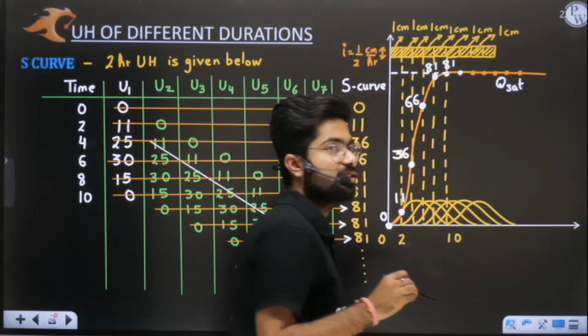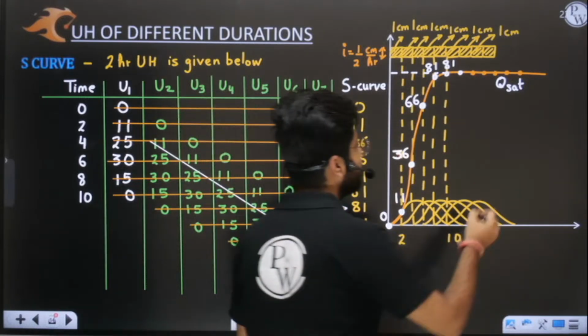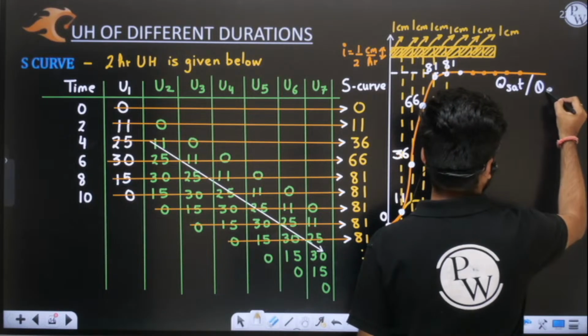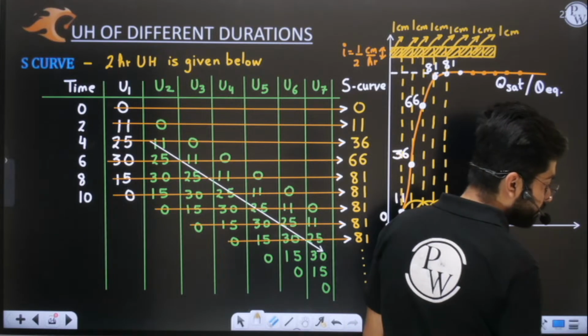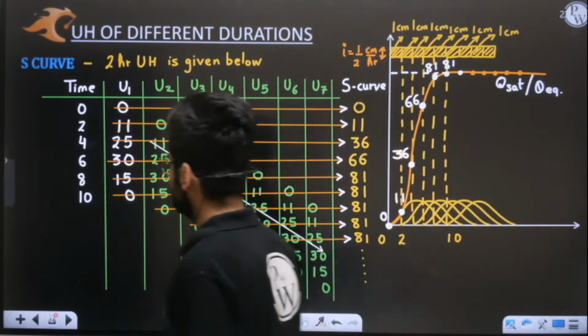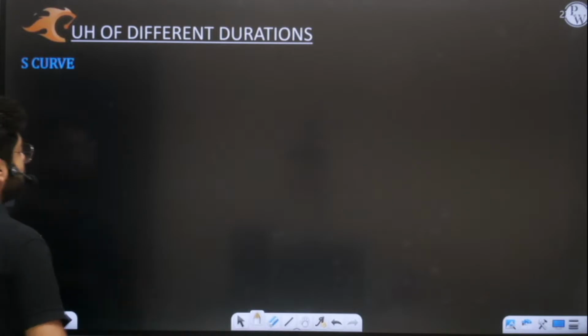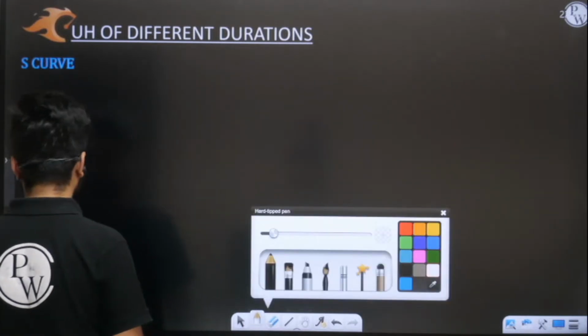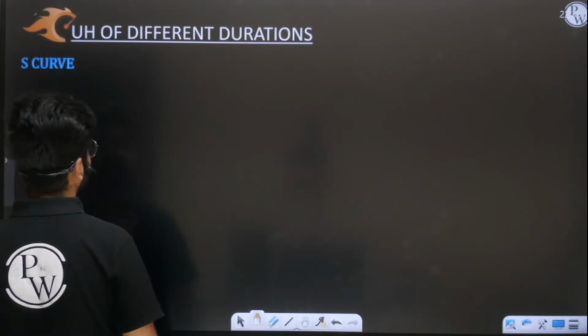QSAT, saturation discharge, or equilibrium discharge. We call it equilibrium discharge. Two names are there. Formulas for it are also given to you. Formulas are also there for saturation and equilibrium discharge. I will write it here.